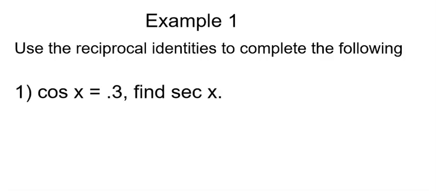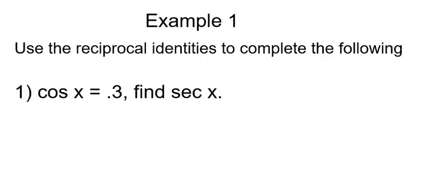All right, so we have example 1. And okay, we just learned the reciprocal identities. We just wrote them down. Now let's use them. So here, we're going to do number 1. We're going to do cosine x equals 0.3 or 3/10, and we need to find secant.